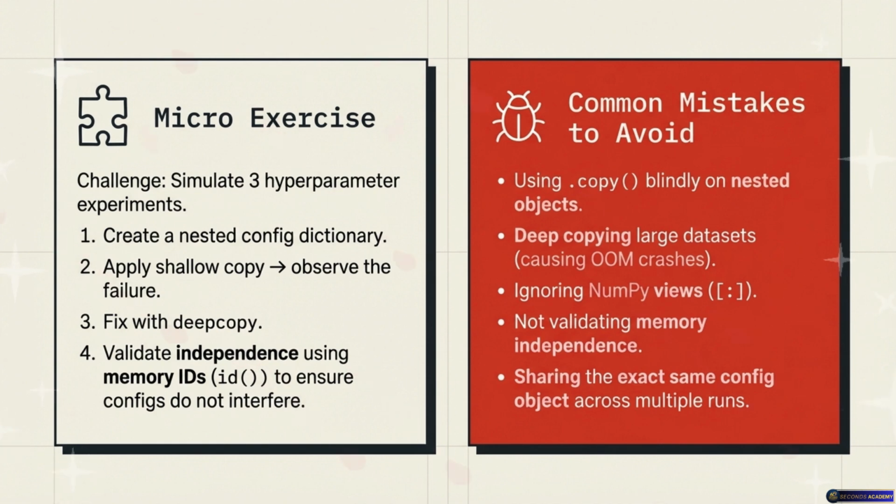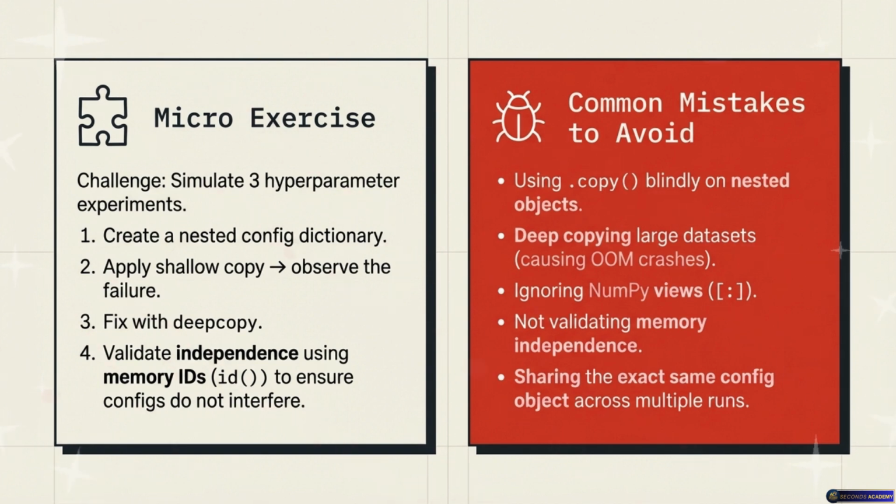Then, implement deepcopy. Print the memory IDs and verify the isolation. Simulate 3 experiments to ensure they don't interfere. When you see those id numbers match when they shouldn't, and then you apply the fix and watch them split into completely independent memory addresses, man, that is a profound realization. It makes the invisible architecture of your code totally visible.